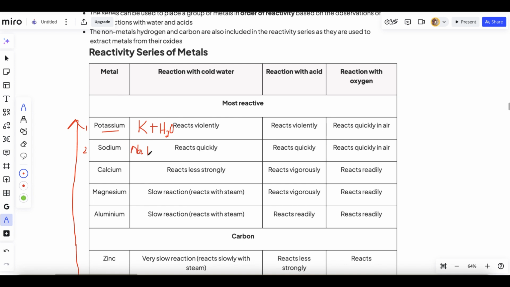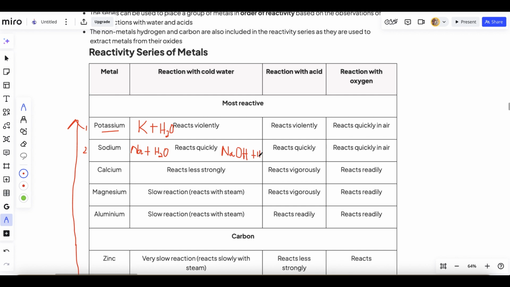So when sodium reacts with cold water, H2O, okay, I'm not focusing on balancing the equation. When sodium reacts with water, H2O, it will form what? Sodium hydroxide plus hydrogen gas, right? A metal hydroxide will be formed because when a metal reacts with cold water, it forms a metal hydroxide. So sodium hydroxide is NaOH, plus hydrogen gas. Then you can do the balancing.